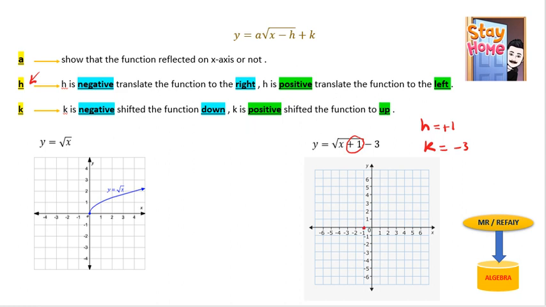This is number 1. Number 2, you have to shift up or down according to the value of k. K here is negative, and if k is negative, shift down. So from negative 1, move down to negative 3. So our graph will start from this point. Here we have to start our graph from negative 1 and negative 3, and it will go this way.